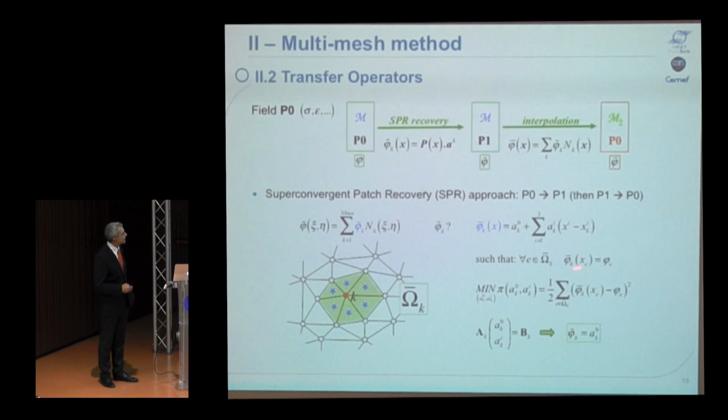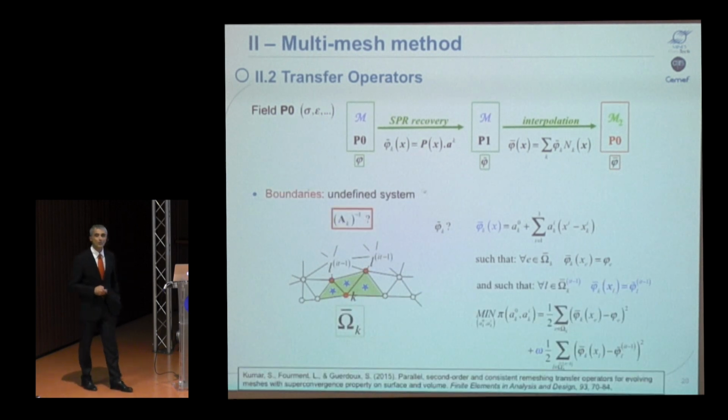This field is such that it is equal to the original finite element field at the integration point. So then we compute the coefficient by least square formulation, and we end up with the coefficient of the interpolation. So this is very classical, but for forming processes, most of the phenomena are taking place on the surface.